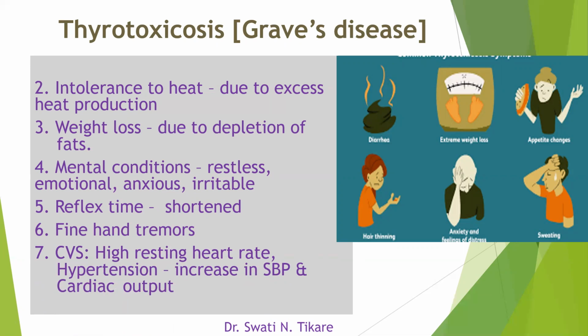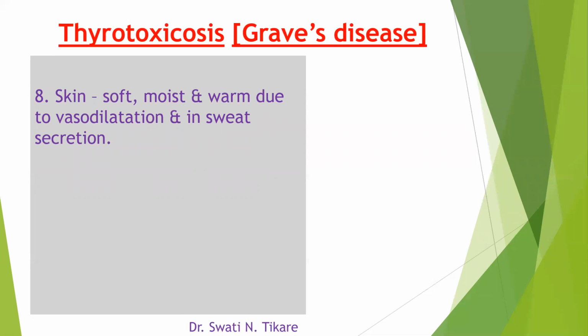On the cardiovascular system, we can find that the heart rate is increased. There is also increase in the systolic blood pressure and cardiac output, and hence there is hypertension. Okay. As I was telling you, sleeping pulse rate, if it is elevated, it is a sign of hyperthyroidism. Skin is soft, moist, and warm. It is very thin due to vasodilation and increase in the sweat secretion. Okay, exactly opposite. There it was coarse, rough, thick. Here it is soft, moist, thin, and warm.